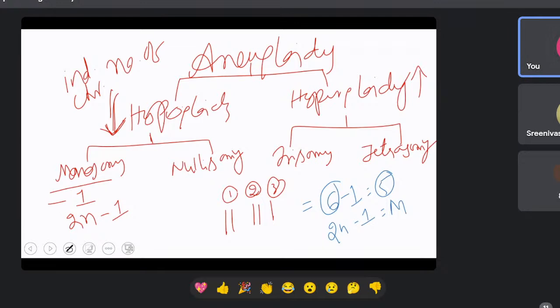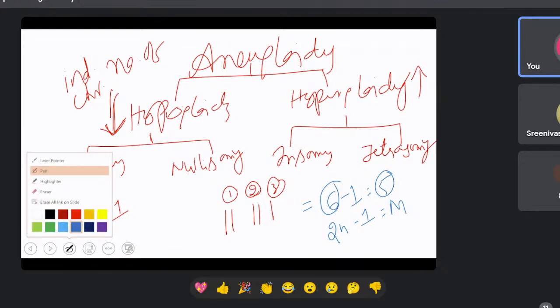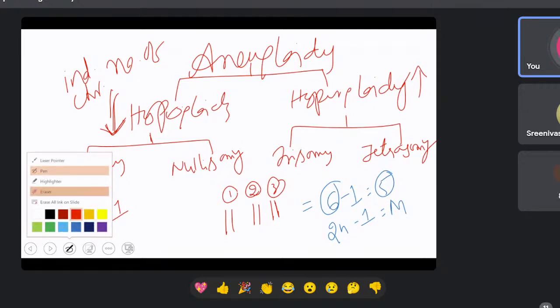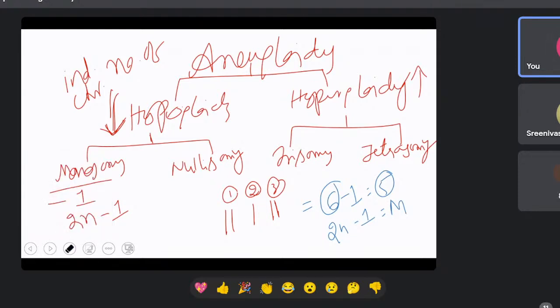Okay, sorry for the interruption. So here we show monosomy as 2n minus 1. So let us say if the loss is not from the third chromosome, it is from the second chromosome. So the number of chromosomes here also 6 minus 1, 5, and the formula is 2n minus 1 only.